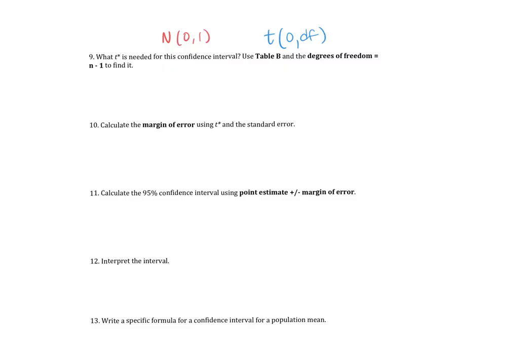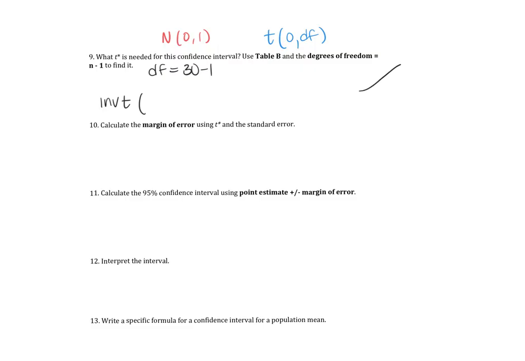So let's look this up. The degrees of freedom in this case are going to be 30 minus 1. And instead of using inverse norm, we're going to use inverse t on our calculator, okay? We're going to do the area to the left, and then we're going to do the degrees of freedom.